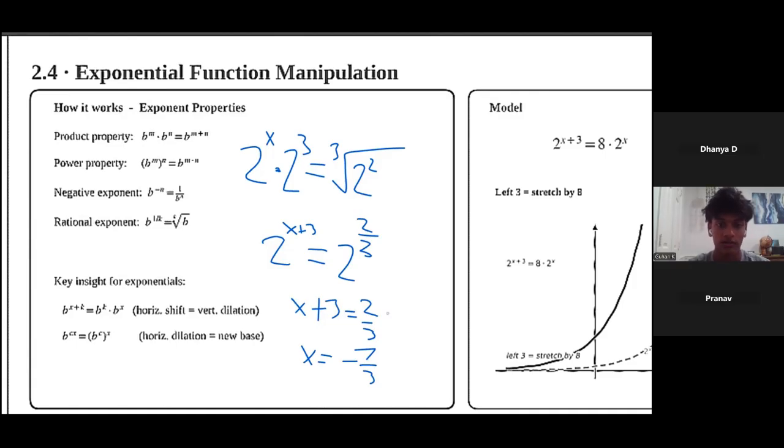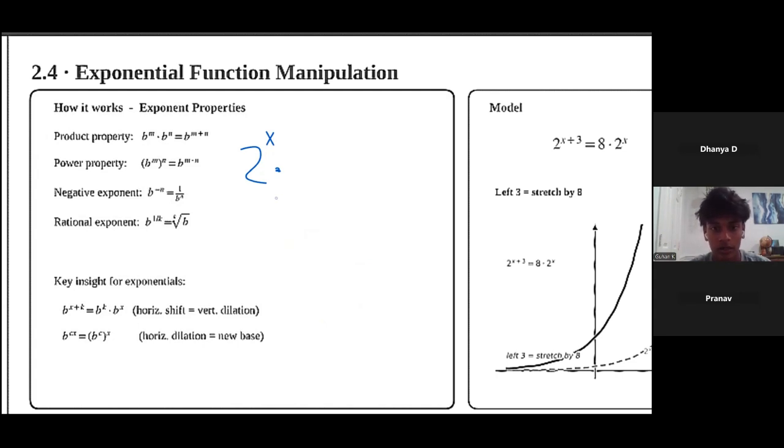And just like that, we solved this equation using all of our laws. So that's how these laws help us out in finding these. Because without these laws, it would be pretty difficult to manually solve it. Okay.